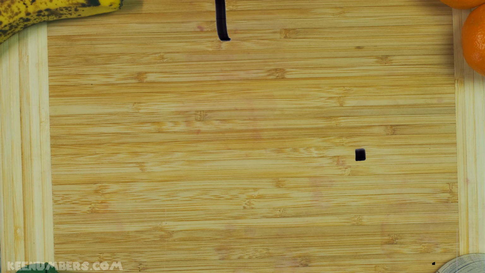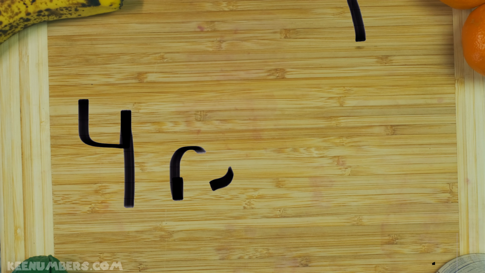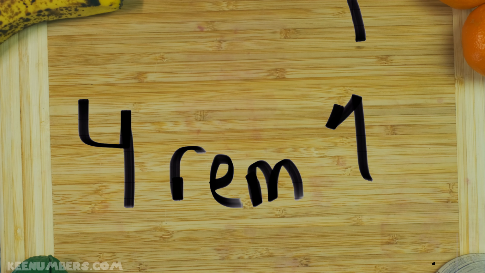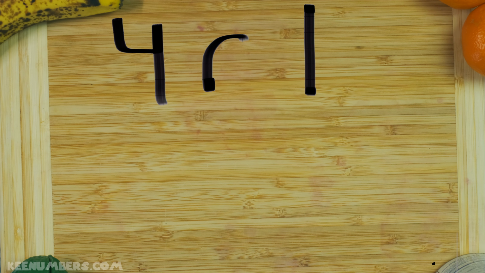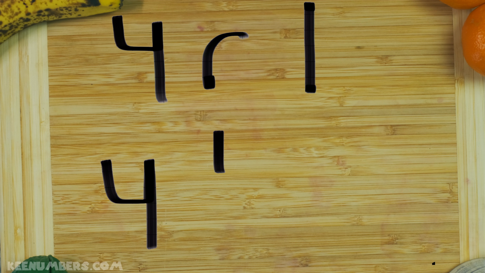4 with the remainder of 1. Or you can just say 4, remainder 1. And for those of you who are advanced, it is simply 4 and 1.5. We're all saying the same thing here.